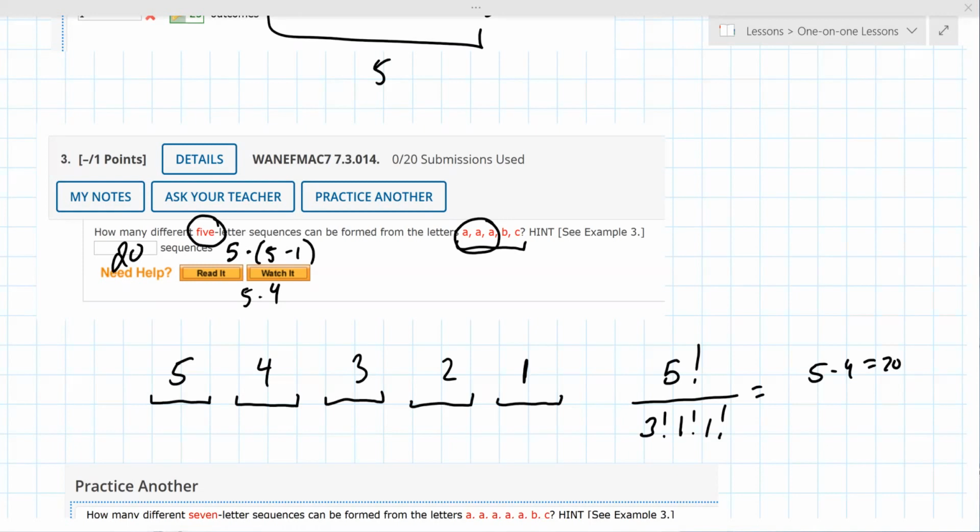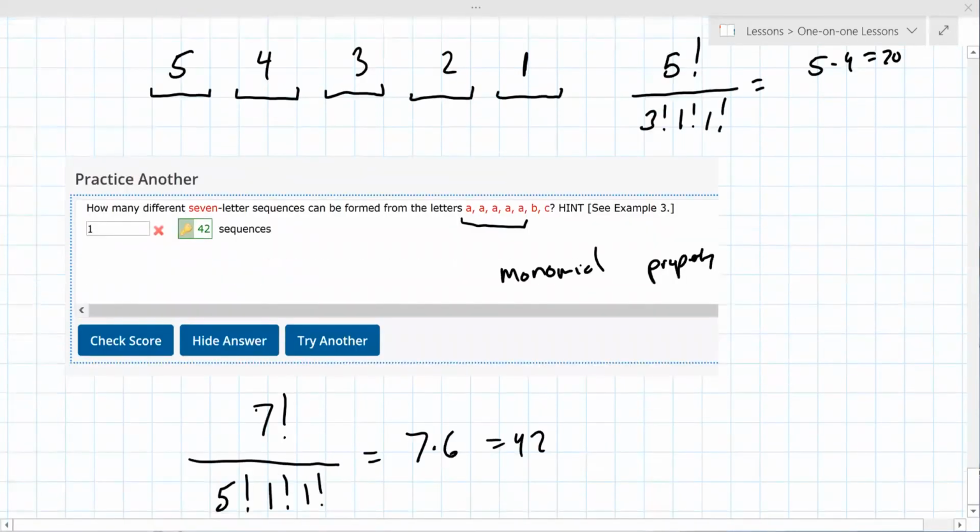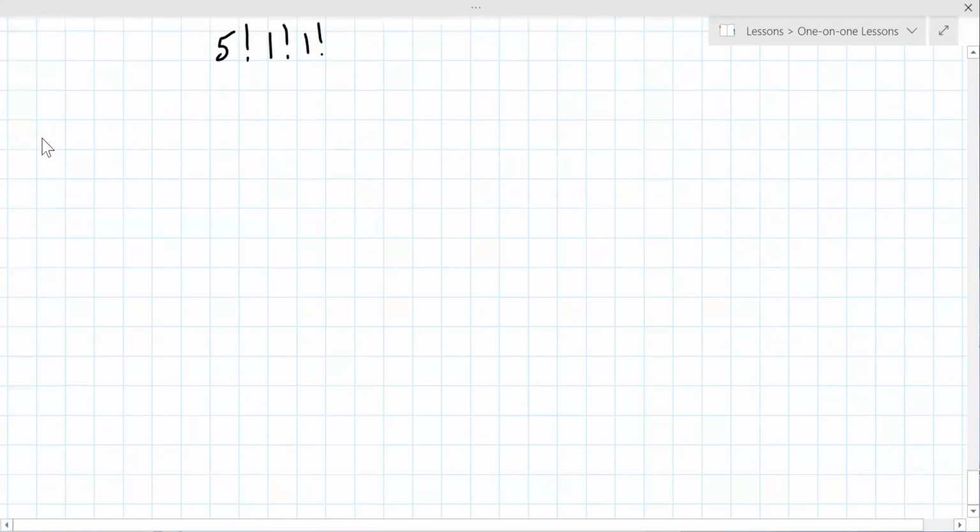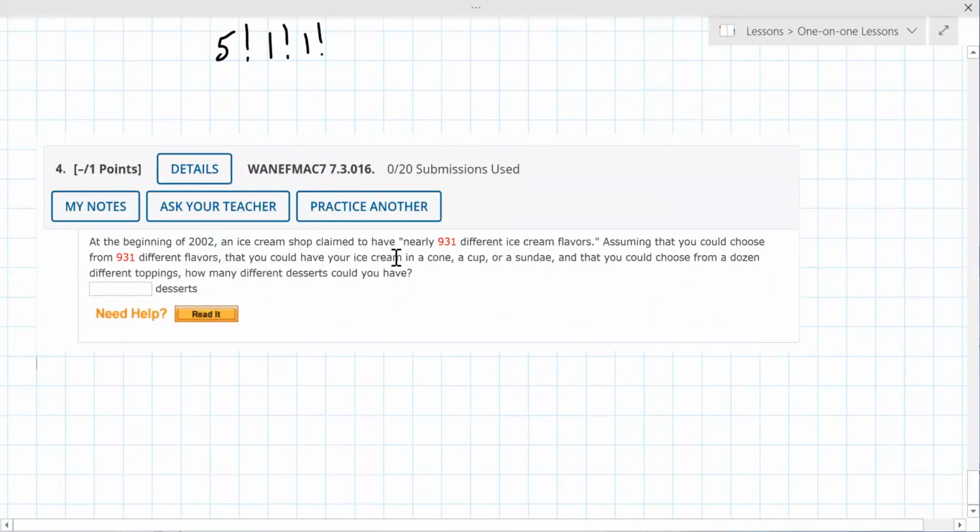Okay, starting with question 4, this seems to be more of where I would have thought we would have started this type of lesson, with these bucket problems, where you choose how many can be in that position. So it says an ice cream shop claimed to have nearly 931 different ice cream flavors. So the first thing you do when you go there is you choose a flavor. Your flavor is 931, and you could have it in a cup, cone, or sundae. So that's 3 of those.